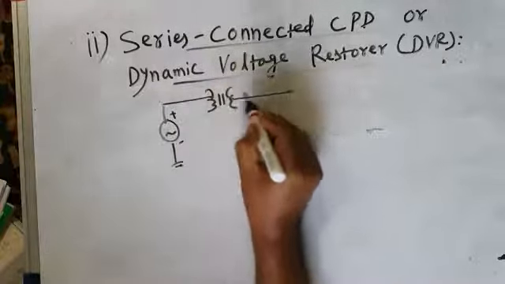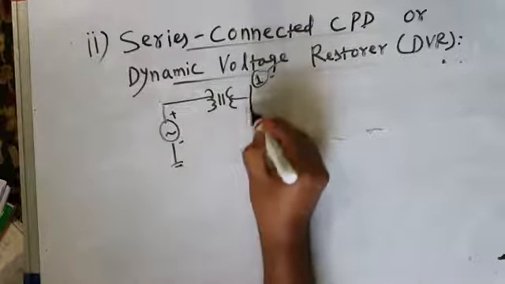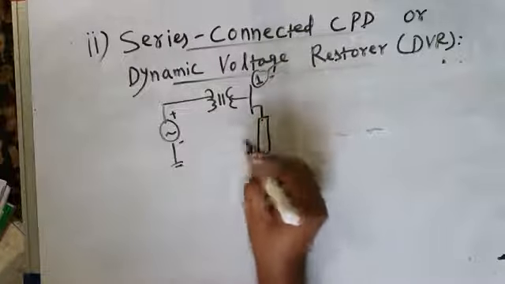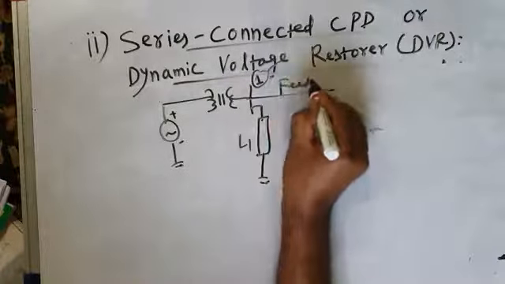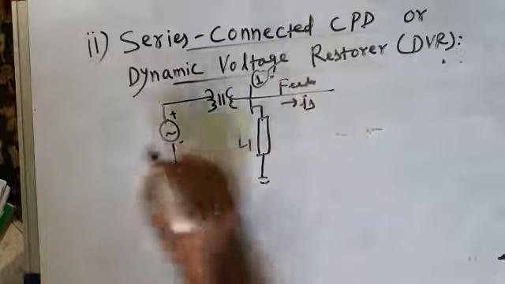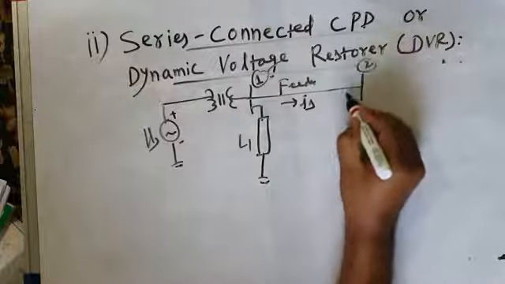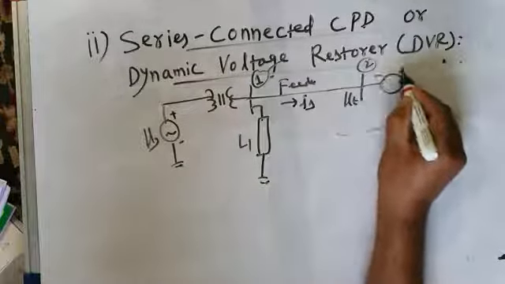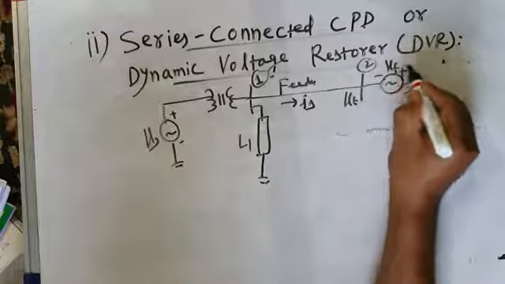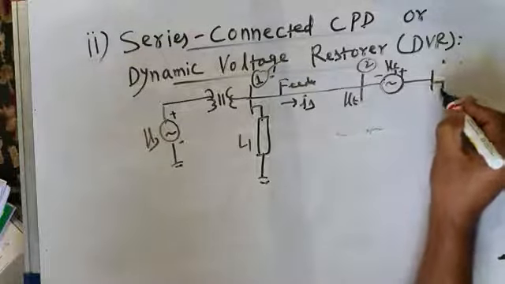I'm again showing the same diagram. This is bus 1, where some loads are connected, say load 1. This is the feeder. The current in the feeder is IS, source voltage is VS. This is bus number 2. This is the point of common coupling, and you have the DVR connected here. The voltage injected in series by the DVR is VF, which is also called filter voltage, and you have the load connected here.